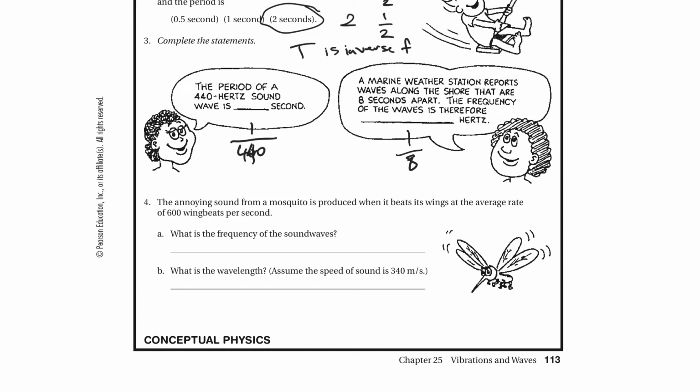Okay. Number 4, the annoying sound from a mosquito is produced when it beats its wings at the average rate of 600 wing beats per second. What's the frequency? Okay, so a wing beat, let's see, what would a wing beat be? It would be pushing down and then pulling up, getting ready to push down again. That would be one beat. Well, that is a cycle. That's going down and up again and back ready to go forward again. So if that's a cycle and it's per second, then its frequency is going to be 600.